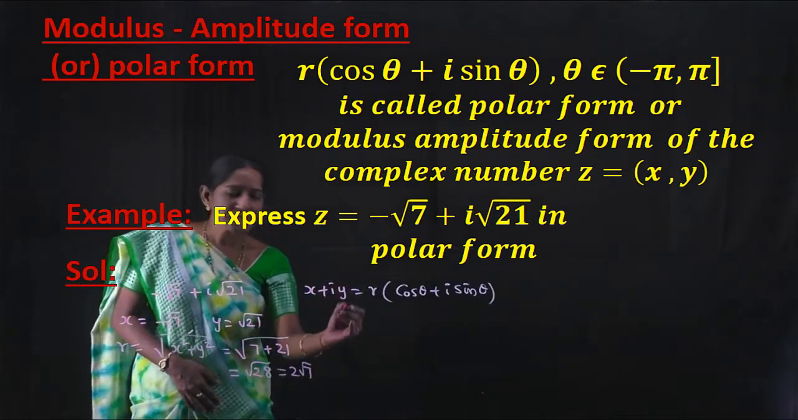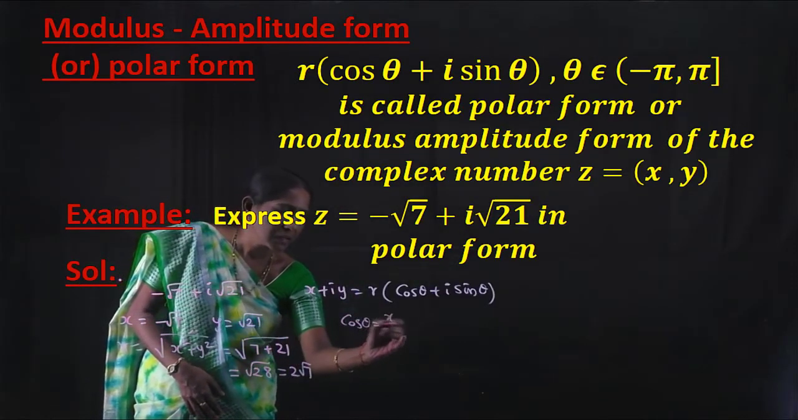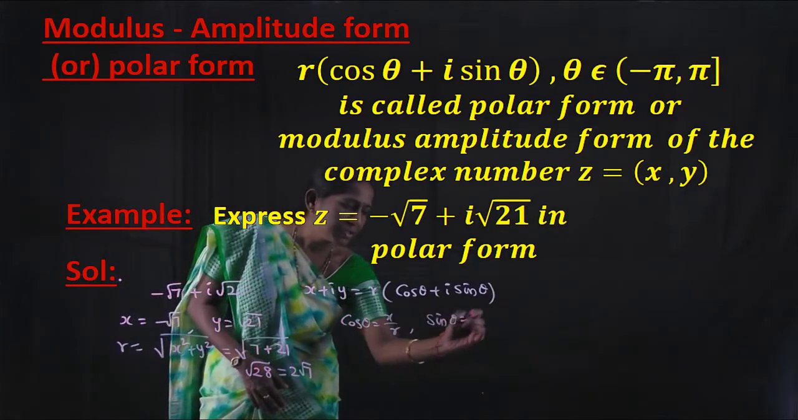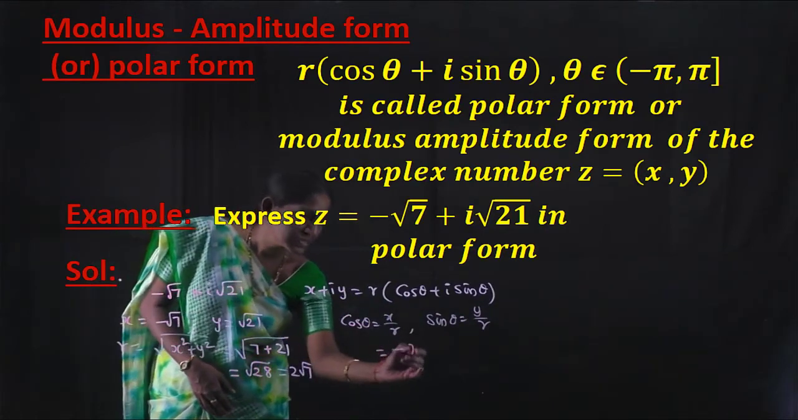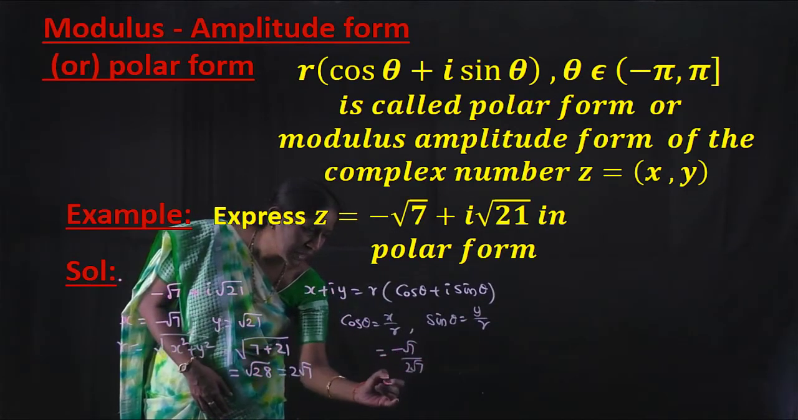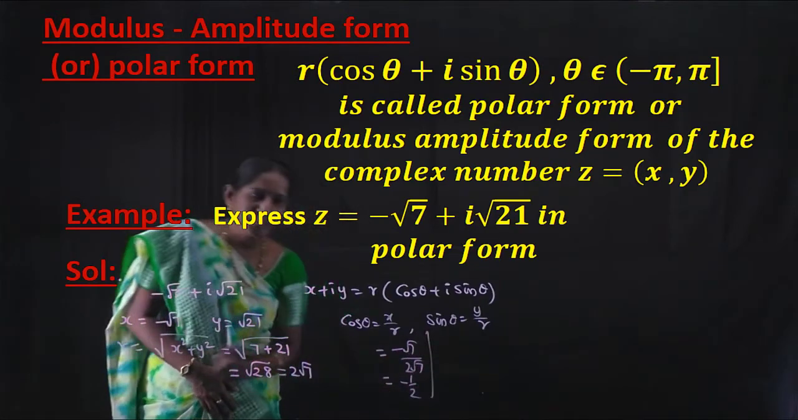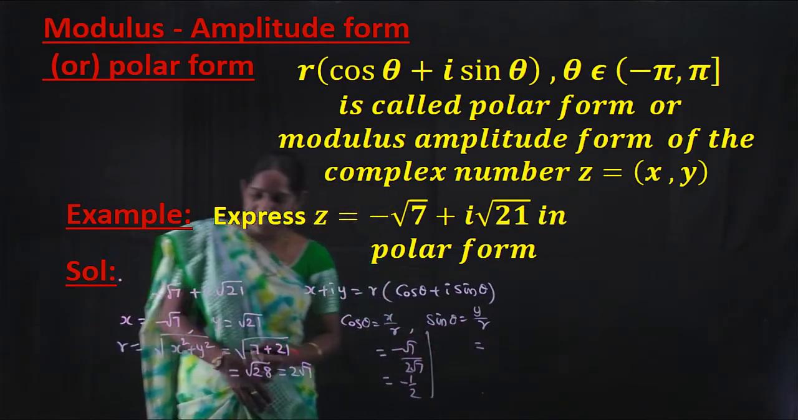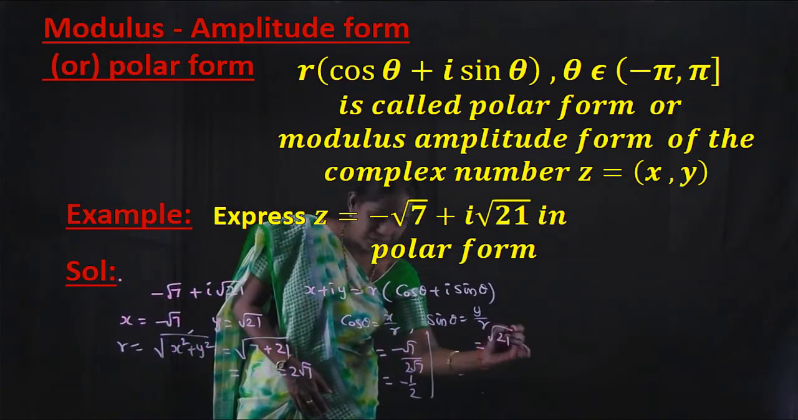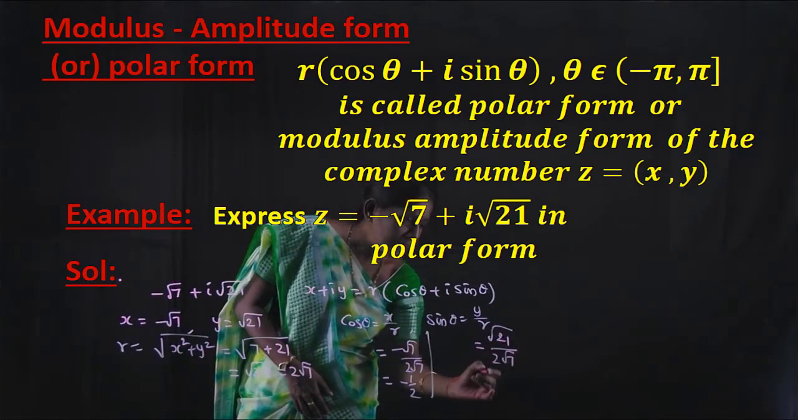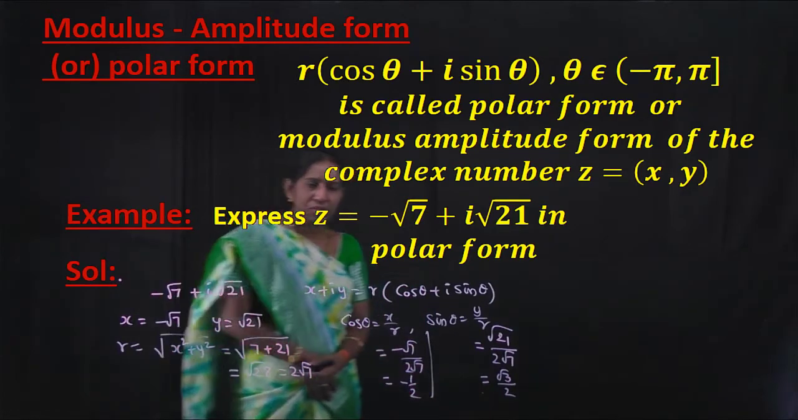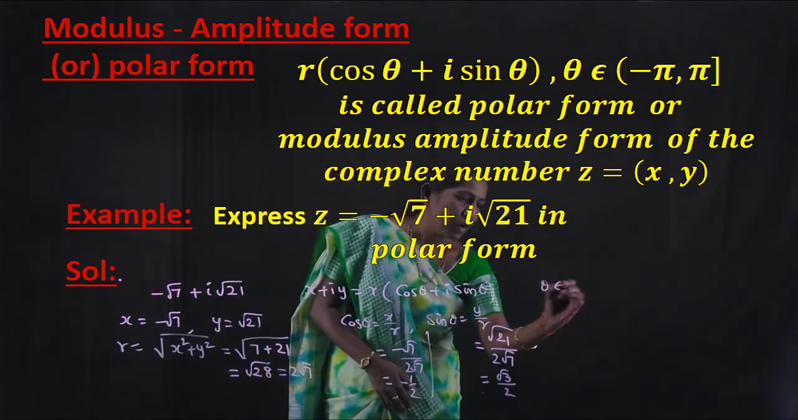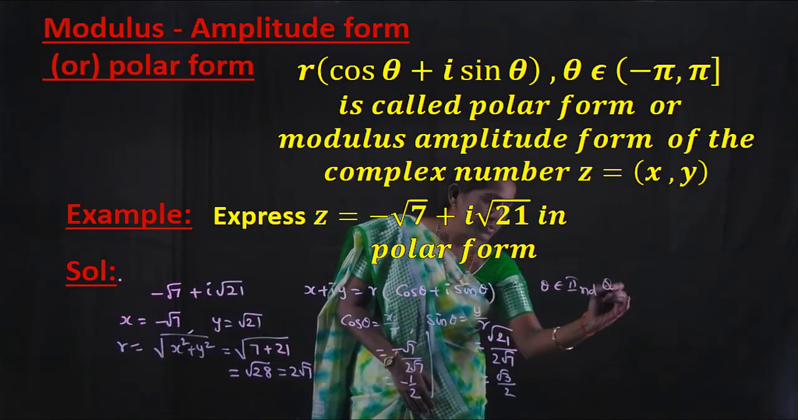And cos theta is equal to x by r, sin theta is equal to y by r. So the cos theta value is minus root 7 by 2 root 7, that is equal to minus 1 by 2. Sin theta equal to y by r, that is root 21 by 2 root 7, that is equal to root 3 by 2. Here cos theta is negative, sin theta is positive. So theta belongs to the second quadrant.